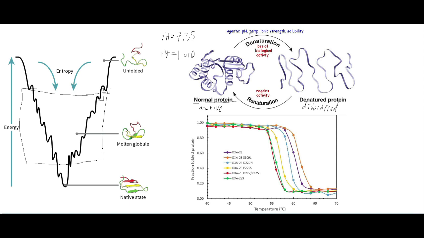Temperature is another one, so I'll talk about that in just a second. Solubility is obviously one. If our protein is stable in an aqueous or water environment, and we put it in, say, an environment of ethanol, then we would denature our protein because it has a different solubility in ethanol than it would in water. Temperature is another big one.